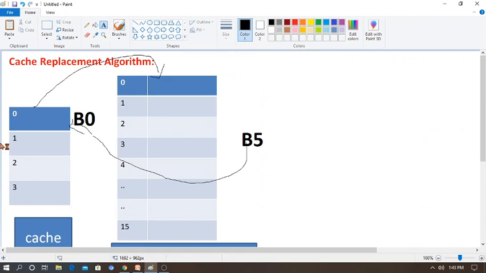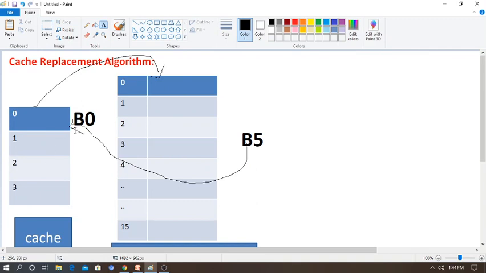Here, why we need replacement? Let's assume that the CPU wants to access data from block 5. Block 5 is in the main memory. In your cache you have a place for only B0, B1, B2, B3. So what happens if your cache is filled? Now assume that your cache is filled, and the CPU wants to access data from B5. What will happen here? There is no place in the cache.